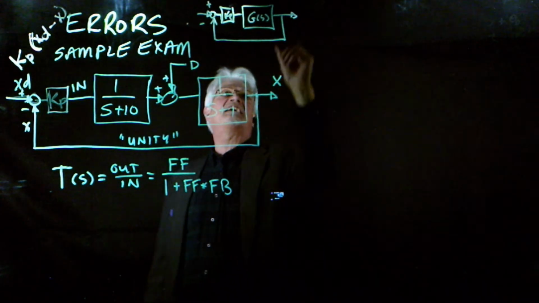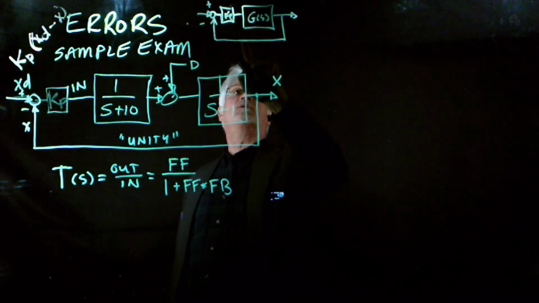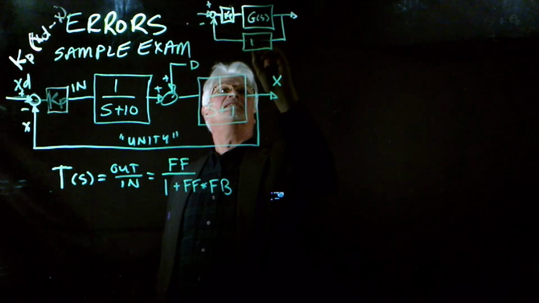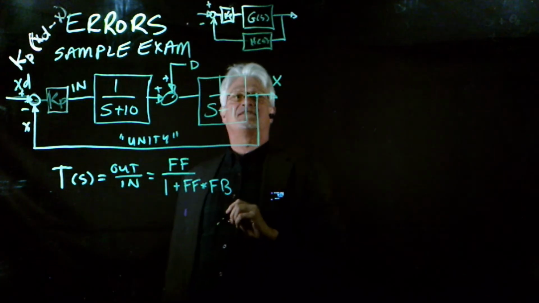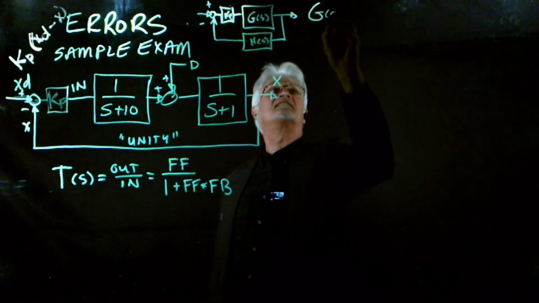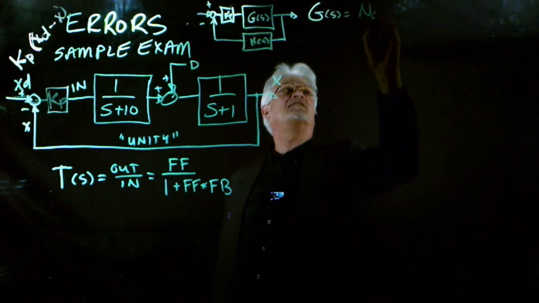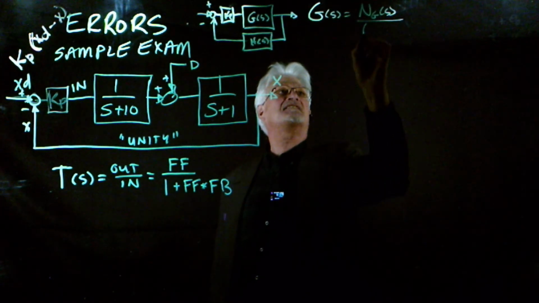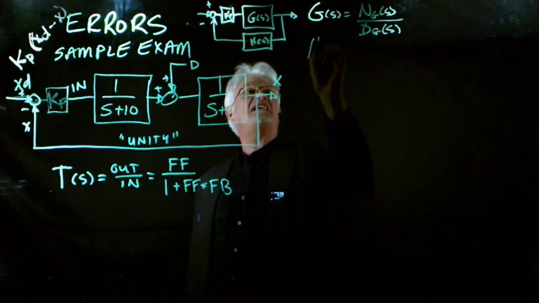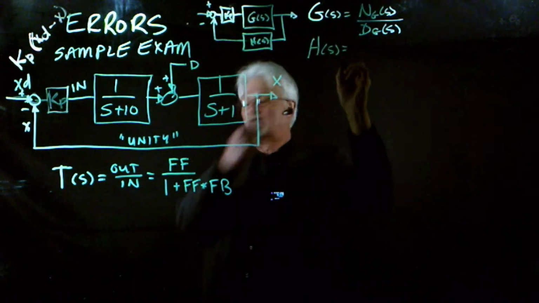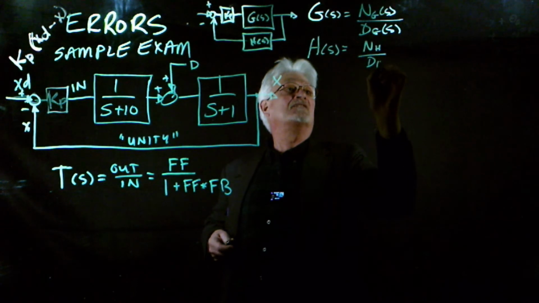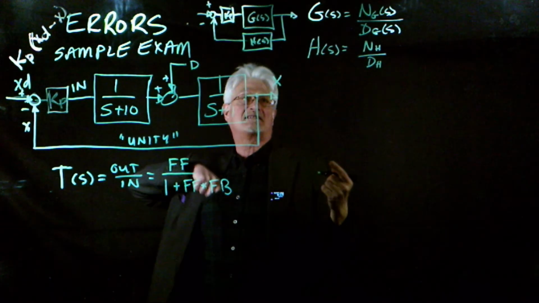But I want to point out to you what G of S is. Actually, in the most general case, we should also include an H of S. And so I want to tell you that G of S is equal to the numerator of G as a function of S over the denominator of G as a function of S. And H of S is similarly the numerator of H over the denominator of H. Is it okay if I don't put S's there? Because I don't want to.